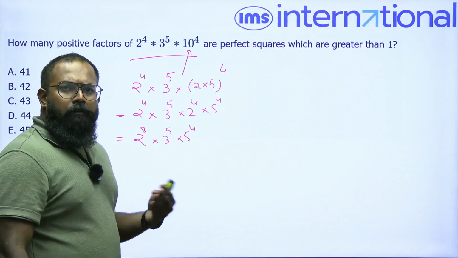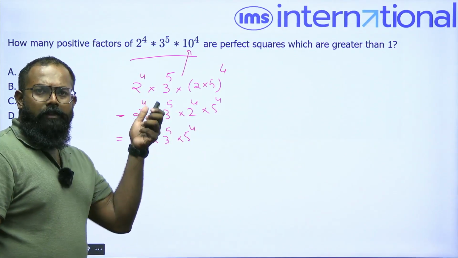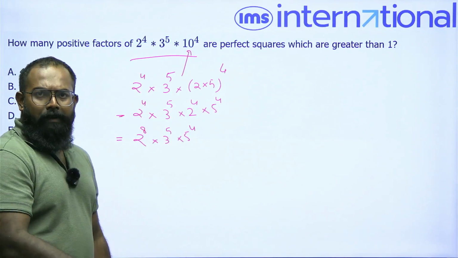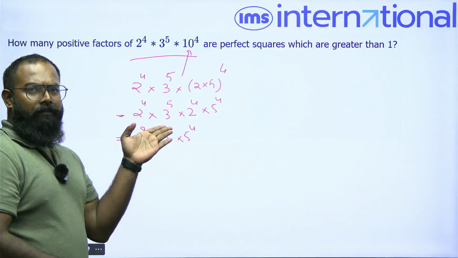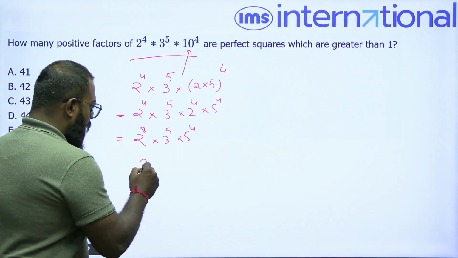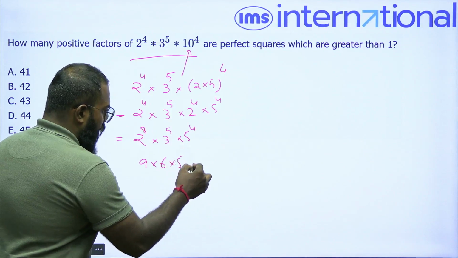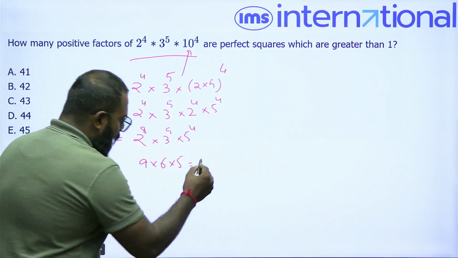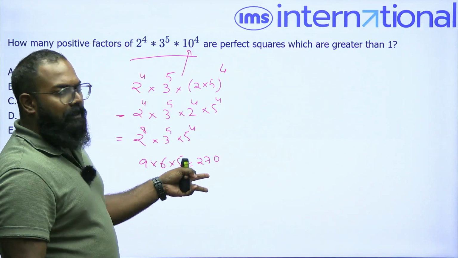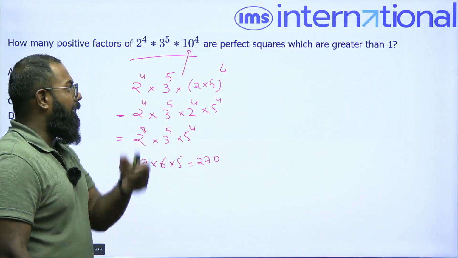What are the total number of factors that I can get for this number? I just need to add 1 to each of the powers and then multiply them. That is going to be 8 plus 1 is 9, 5 plus 1 is 6, and 4 plus 1 is 5. So 9 times 6 times 5. 6 times 5 is 30 times 9 is 270. So a total of 270 are the total number of factors that this number has.